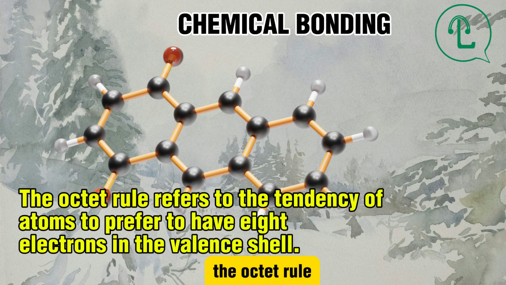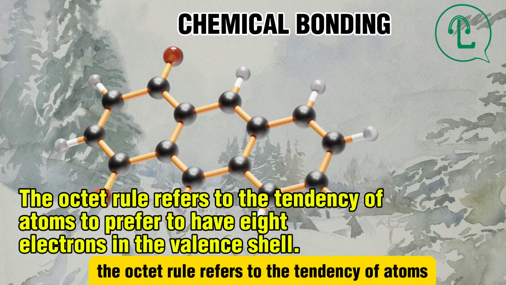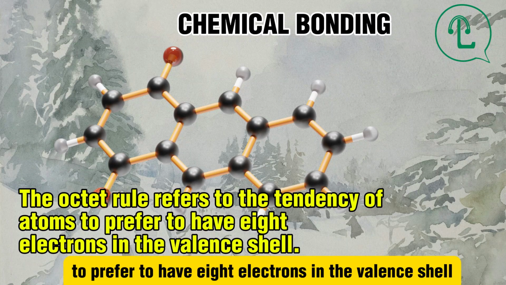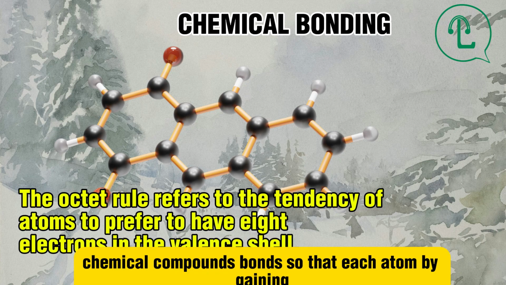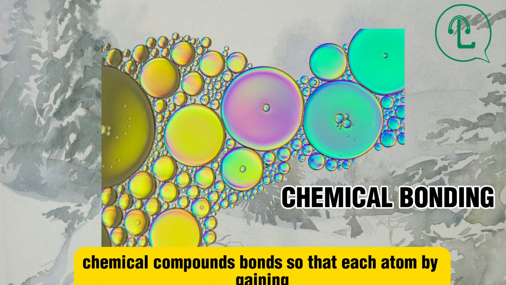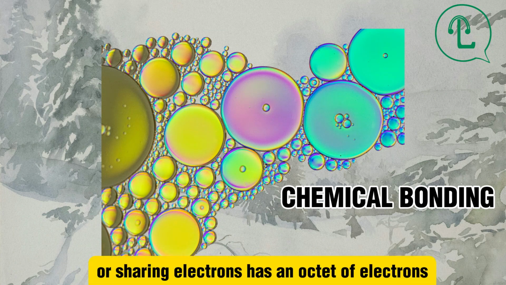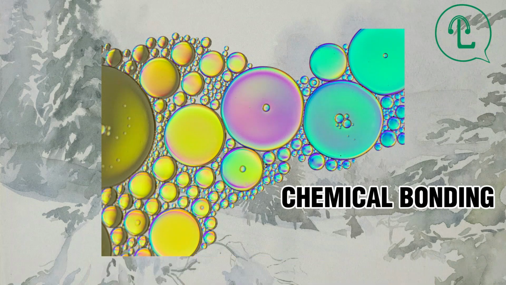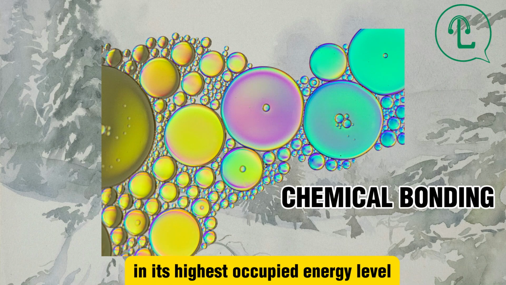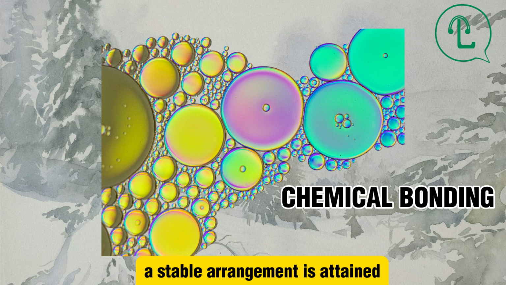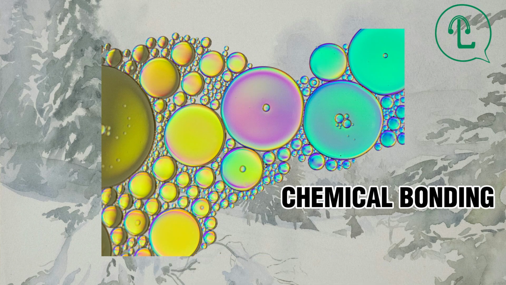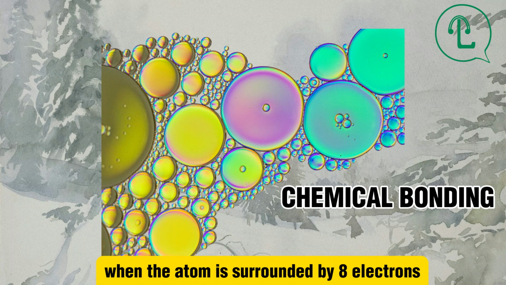The octet rule. The octet rule refers to the tendency of atoms to prefer to have 8 electrons in the valence shell. Chemical compounds bond so that each atom, by gaining, losing, or sharing electrons, has an octet of electrons in its highest occupied energy level. A stable arrangement is attained when the atom is surrounded by 8 electrons.